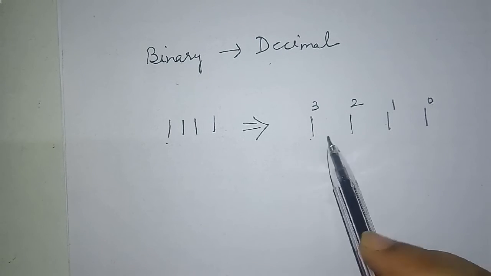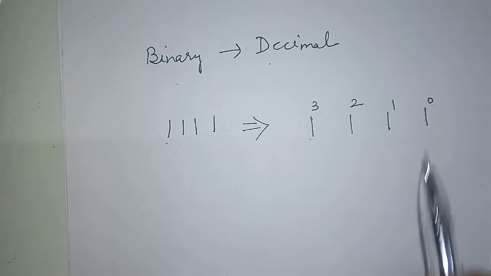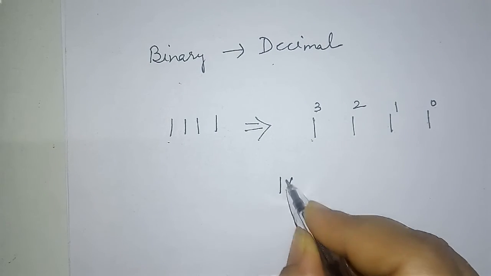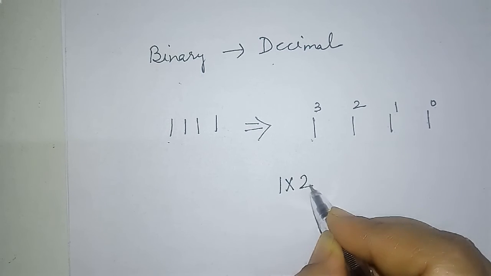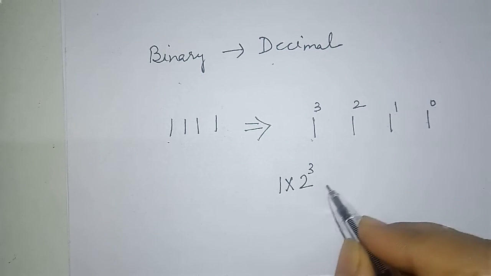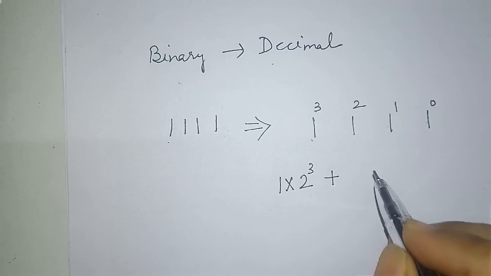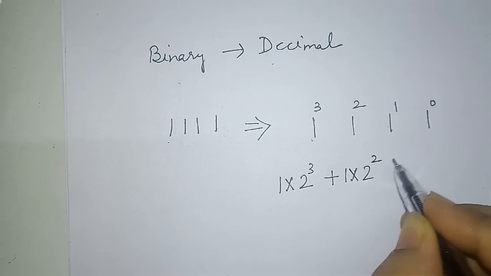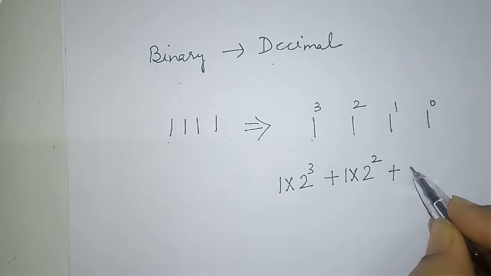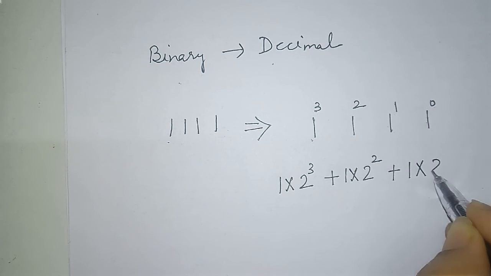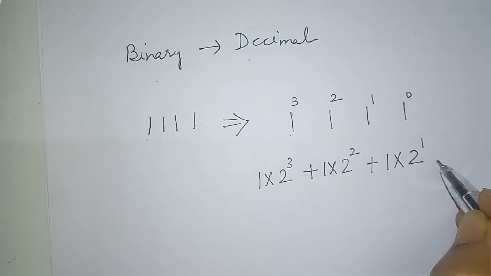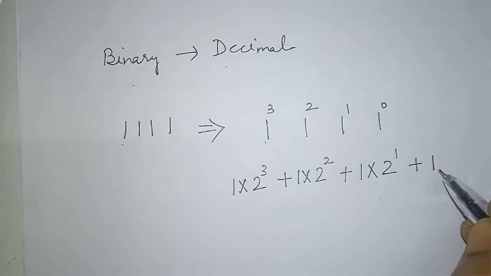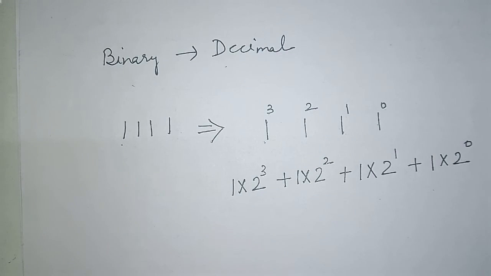So what we are going to do is multiply the face values with the positional values. This digit has the face value 1, so 1 will be multiplied with the positional value, 2 to the power 3. This is added to the second digit, which has the face value 1 and positional value 2 to the power 2. This is added to the third digit, whose face value is 1 and the positional value is 2 to the power 1. And this is added to the last digit, whose face value is 1 and the positional value is 2 to the power 0.